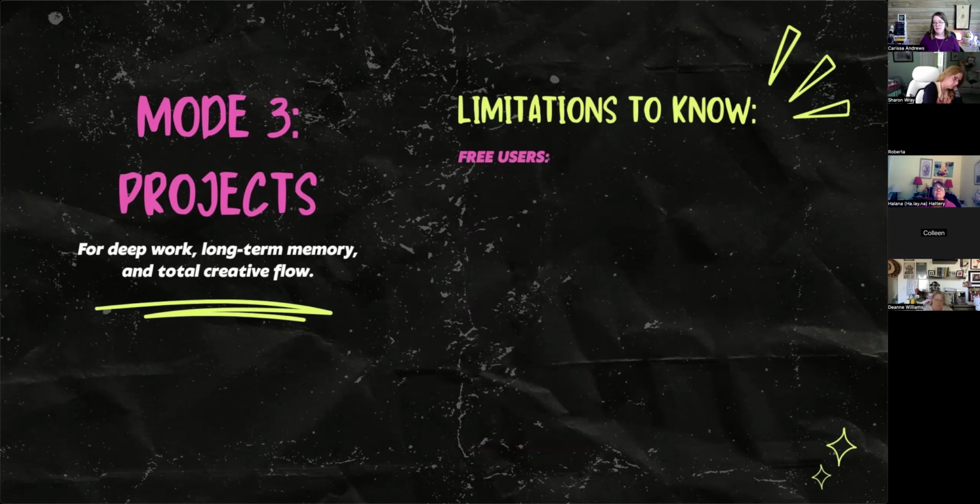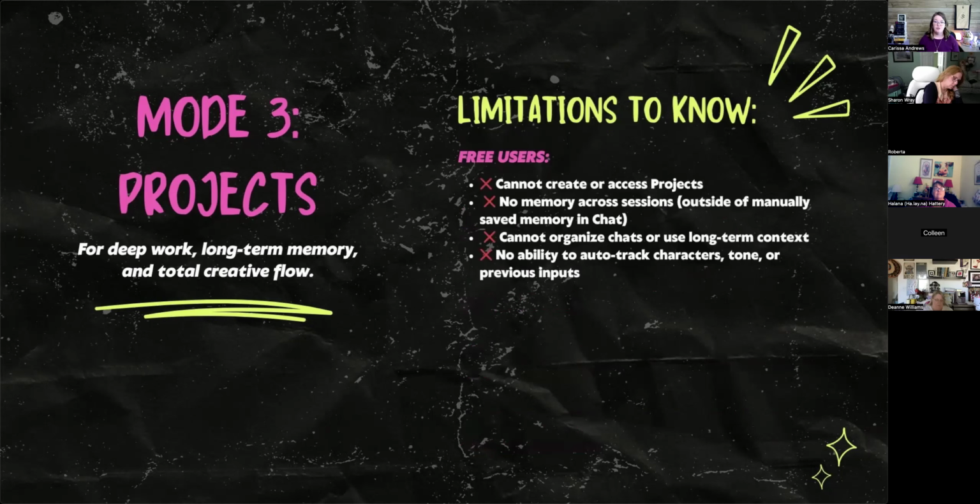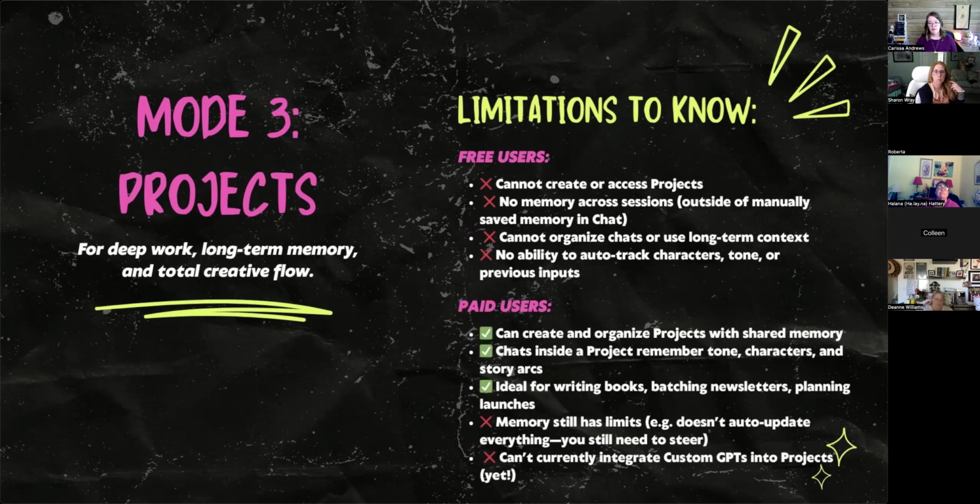Some of the limitations we need to know about are that free users do not have access to projects at this time. Then there's no memory in sessions, because you're all outside of that. And even when you're in a normal standard GPT, you can't move it into a project. It cannot organize your chats or use long-term context. So there is no way to organize right now unless you use projects. And there's no ability to auto-track characters, tone, or any previous inputs. So it feels like you are constantly having to start over if you are in that free version.